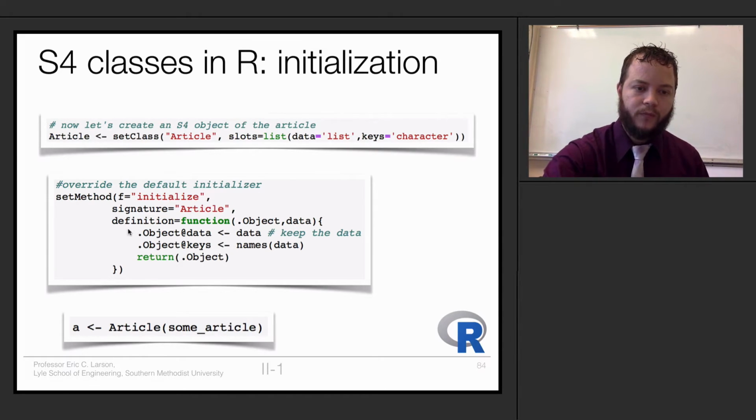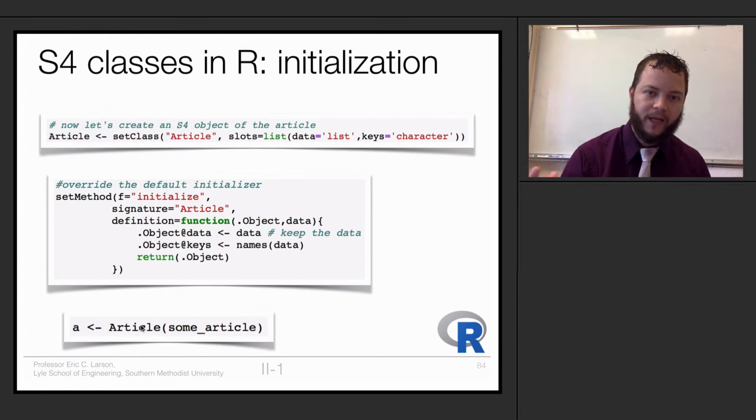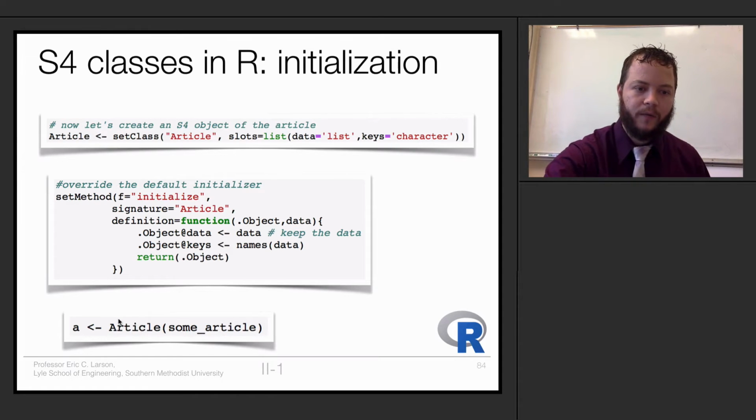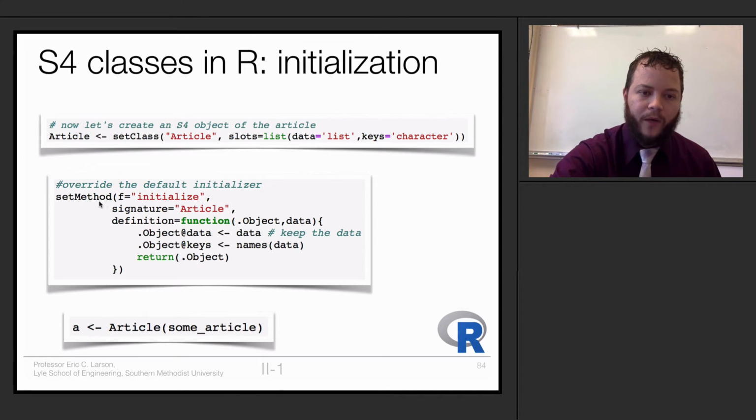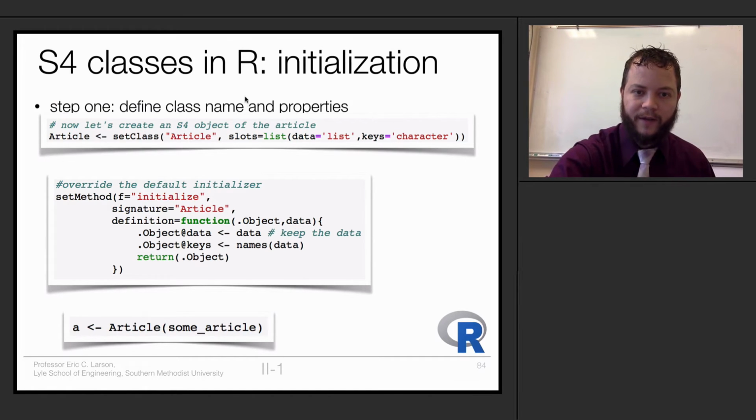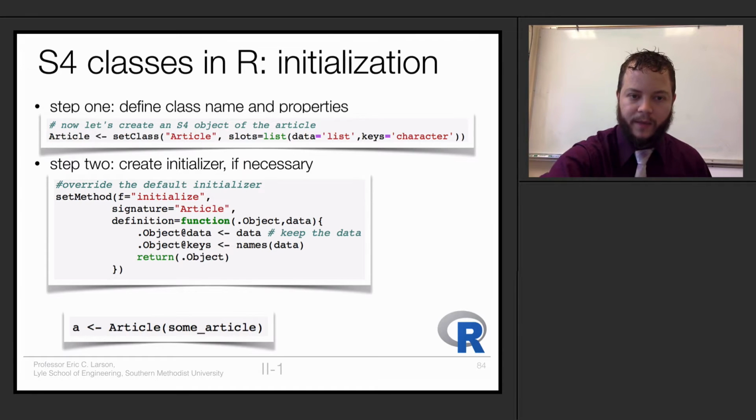So immediately we'll be able to call article right here and just open close parentheses and get an instance of the class article. And we can use an equality sign right here. We don't have to use the arrow operator. But if we want to override the initialization function that's part of the class article, we have to do this thing called set method. So what we're going to do here is set method, and we're actually going to call f equals initialize, right? So step one here, we define the class name and its properties. And then step two is we're going to create the initializer if we want to.